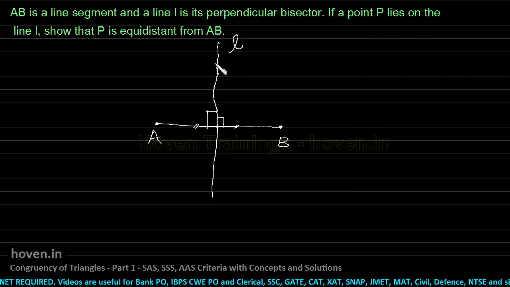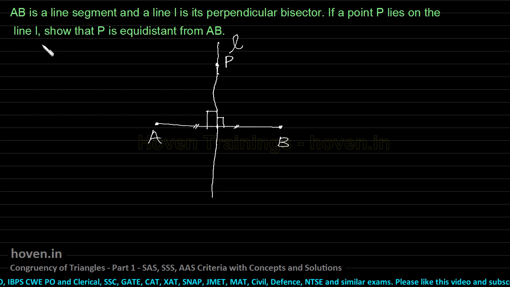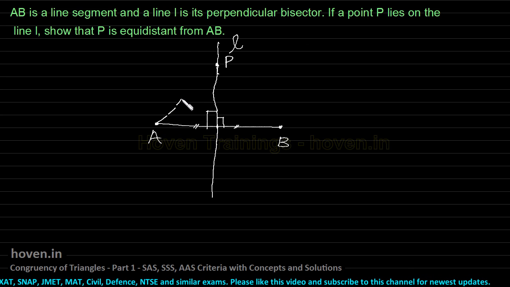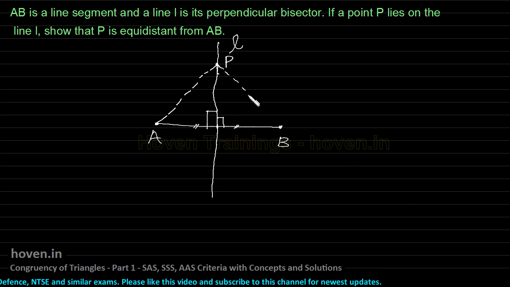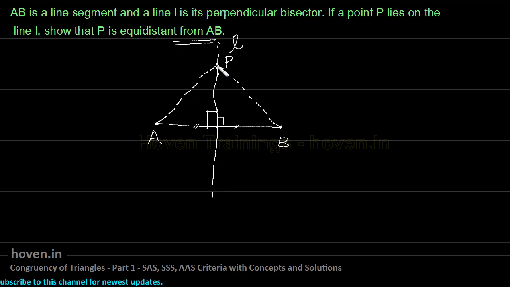If a point P lies on the line L, we can take this point P anywhere. So this is P. If a point P lies on the line L, show that P is equidistant from A and B, that is, the distance of this P from A is equal to its distance from the point B. The meaning of this question is this. We have a perpendicular bisector, and on it we have taken a point P. We have to prove that the distance of P from A will be equal to the distance of P from B.